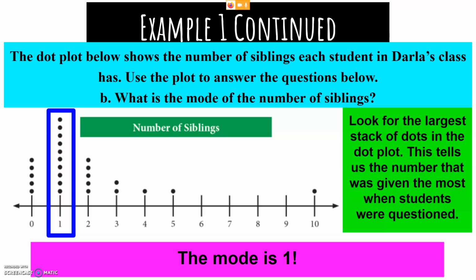Even though there are 10 dots over the 1, the mode is not 10. That just tells us how many times the 1 was there. There's only one mode, and that mode is 1. The mode is 1, not 10.